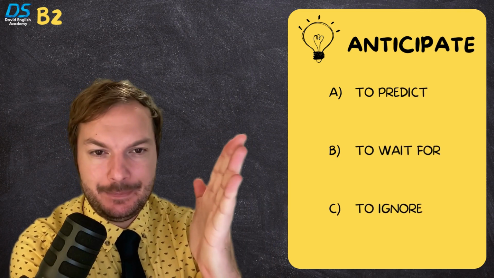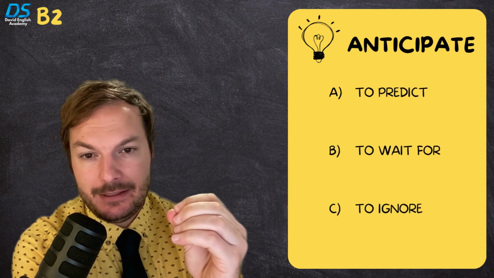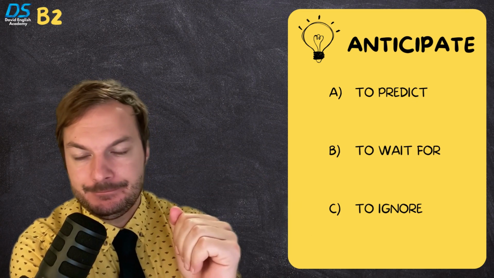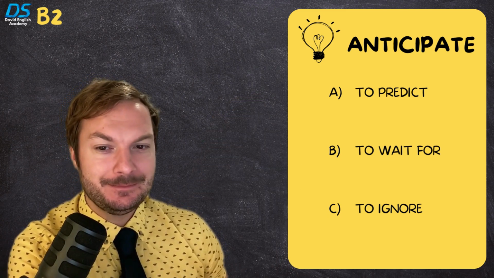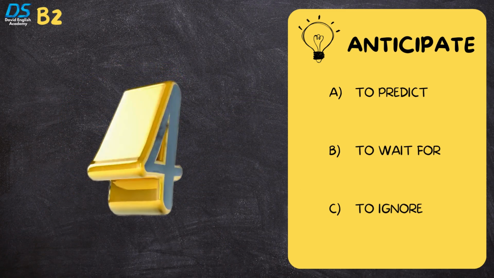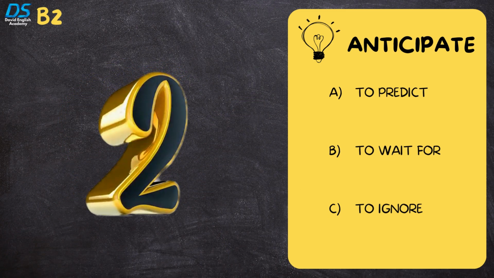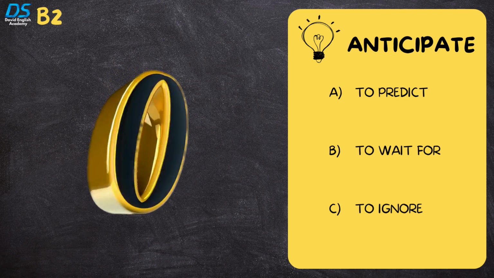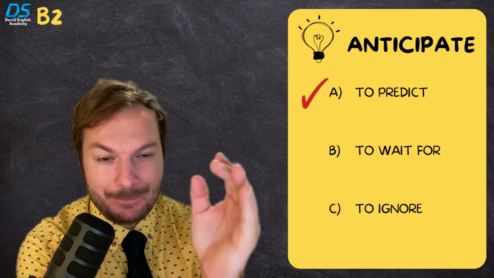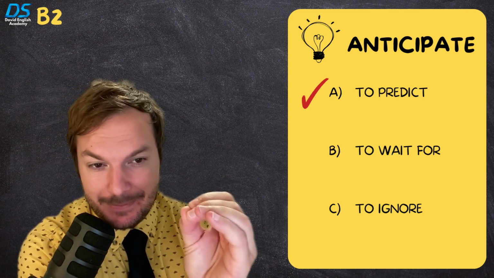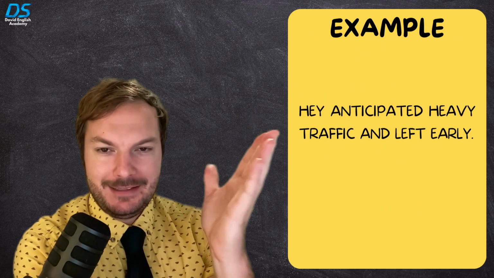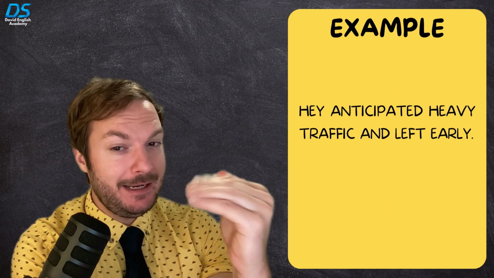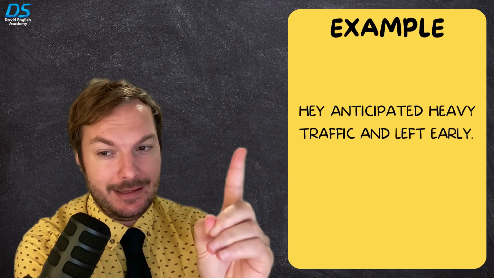Anticipate. Does this mean to predict, to wait for, or to ignore? The answer is A. To anticipate means to predict or expect. Example, he anticipated heavy traffic and left early.